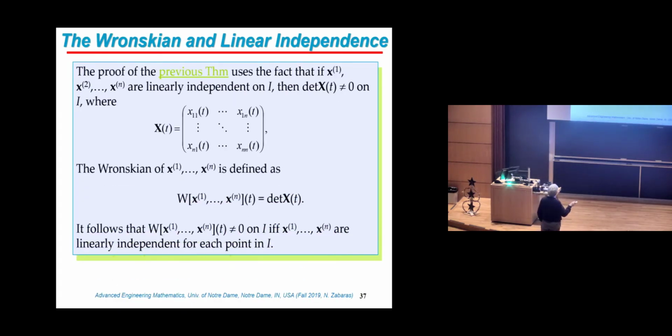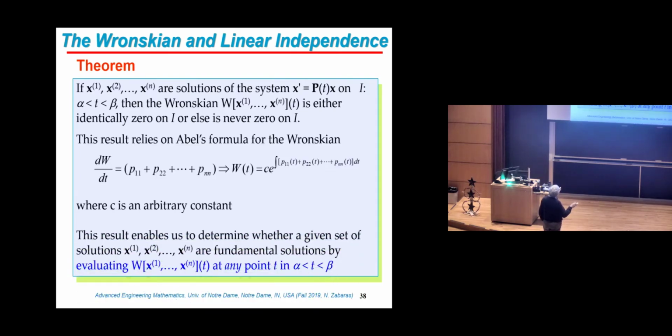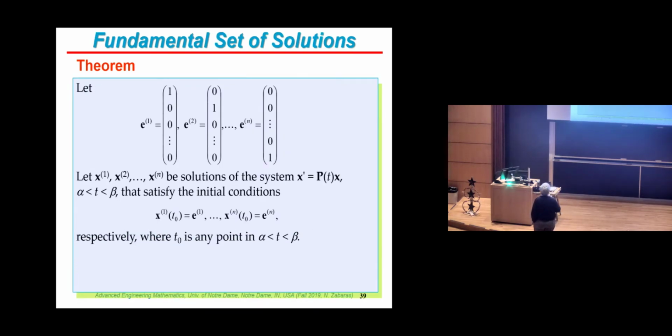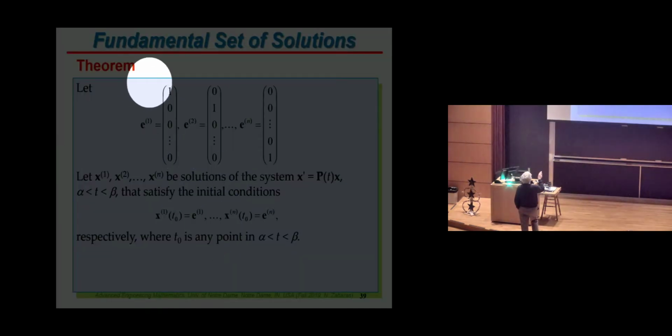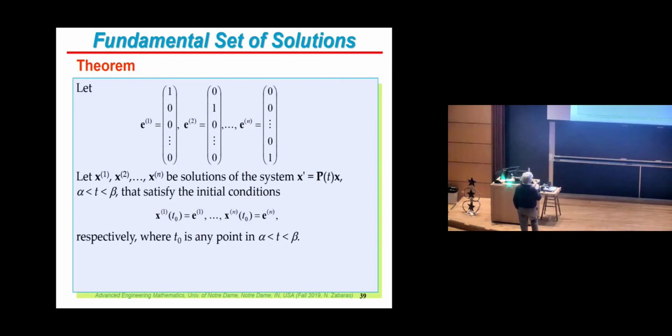If I can find this, we're going to start with initial conditions that look like this. So I'm going to get one solution that is my characteristic solution x1. This will give me x2. This will give me xn. And then the linear combination of those vectors will be the general solution to my problem.